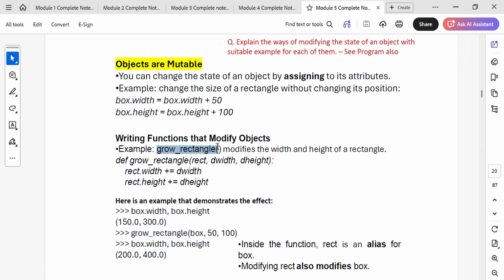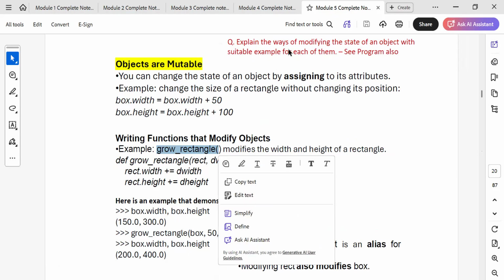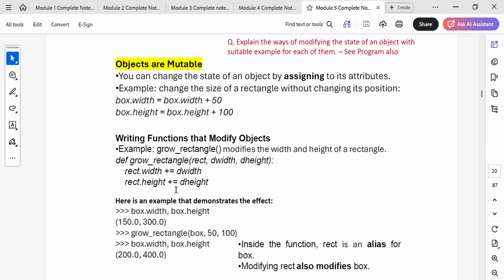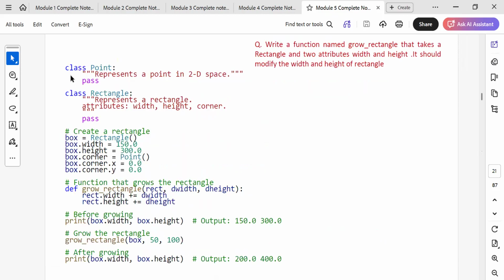Write a program to modify the state of an object with a suitable example, growing rectangle. So this is the example. You will not write this, only the definition part. After that, this program you have to write, and you have to show the output, what is happening. This is how you have to justify.